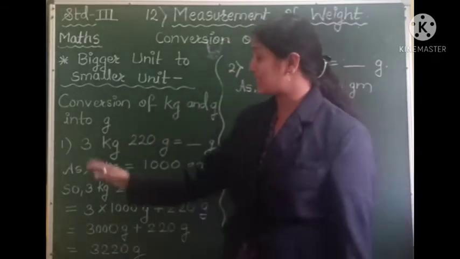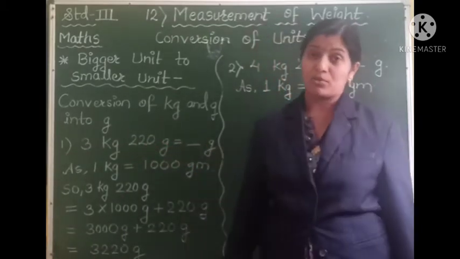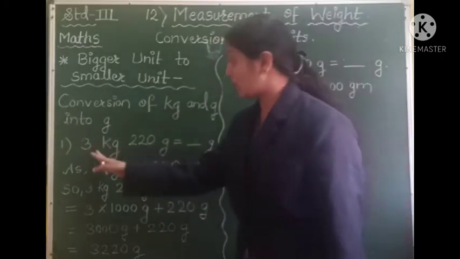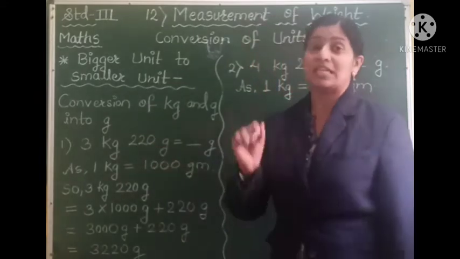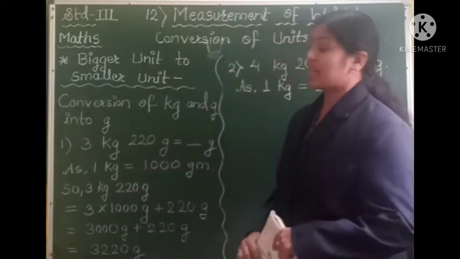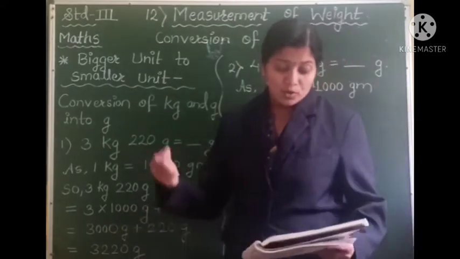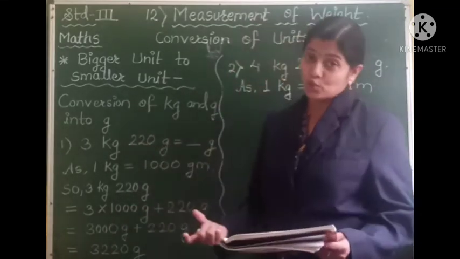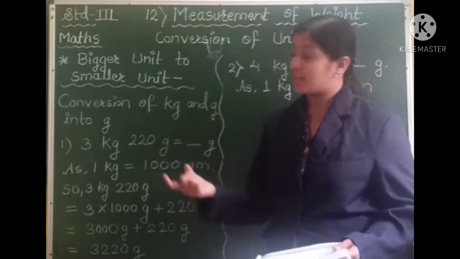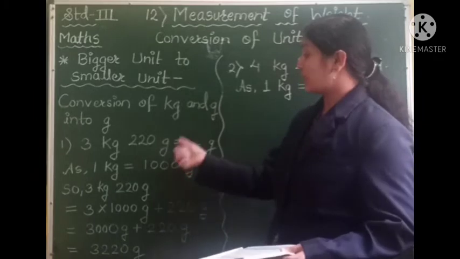So the first example is 3 kg 220 gram is equal to dash gram. So here both the units are present, kilogram as well as gram. So 3 kilograms and 220 grams is equal to how much grams is the question. So when you get such an example, you have to convert both these units into gram. So to convert kg and g into g, we have to multiply the number of kg with 1000 and we have to add it to the number of grams.